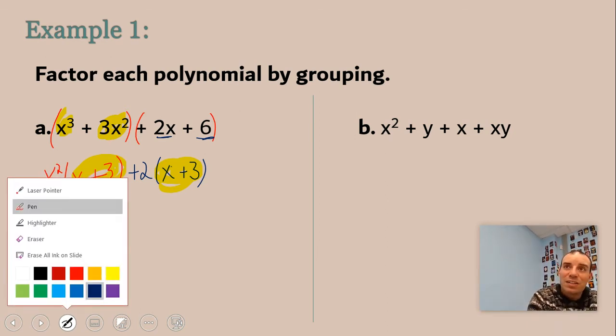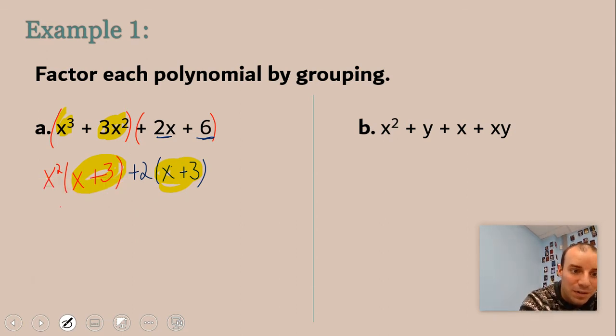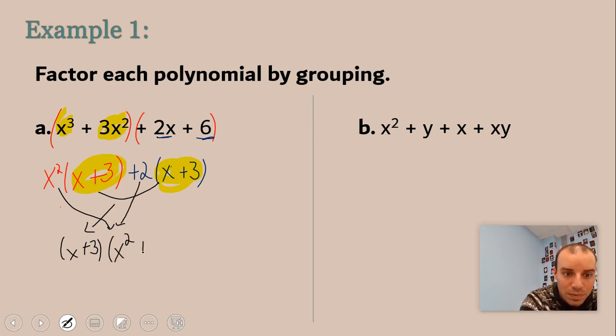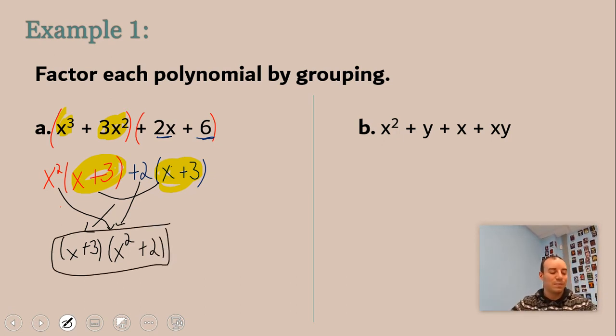So how do I write my final answer here? Well, what I've factored out, right, is technically an x plus 3. So now I'm going to write that first. Doesn't matter the order. And then what are you left with? You're left with here x squared plus 2 as your other set of parentheses. And there's your final answer.